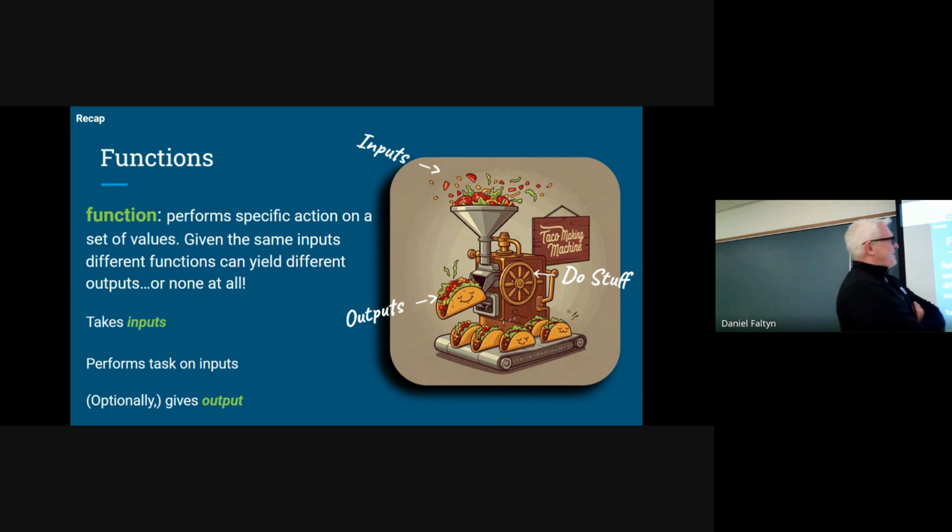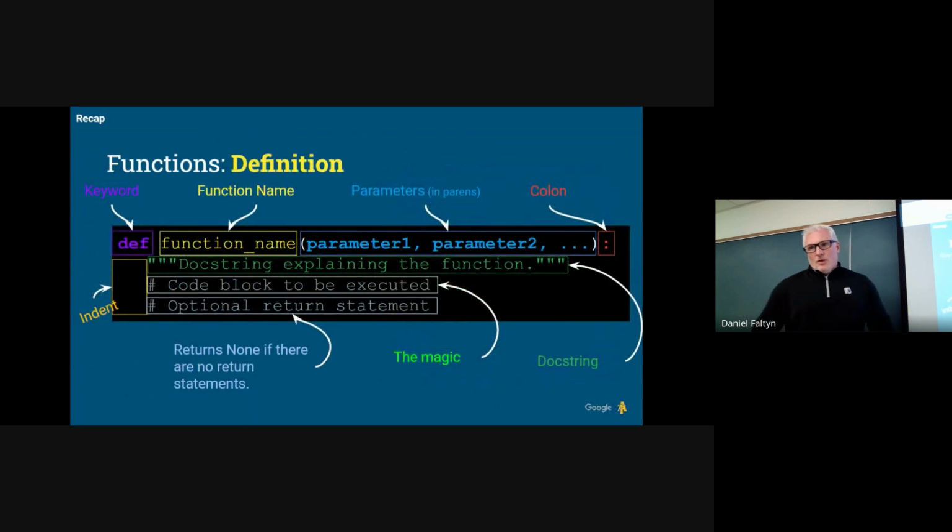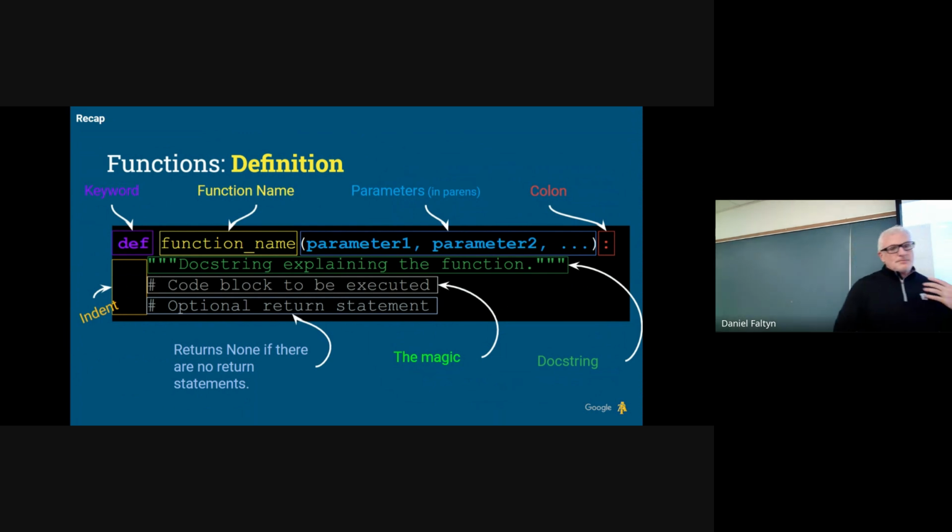But sticking with my theme, we are on the topic of functions. We said functions take stuff as input, they do stuff, and they have outputs. So we have a taco making machine, which makes a taco. We've looked at this several times. This is the function definition. Hopefully this is getting familiar.